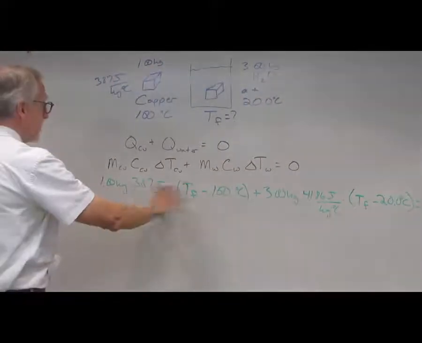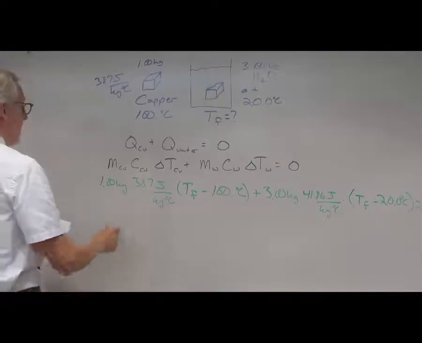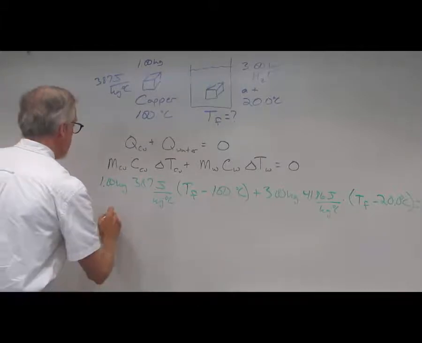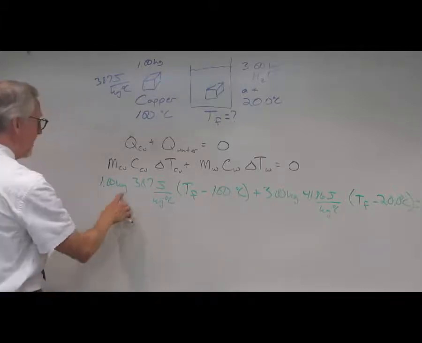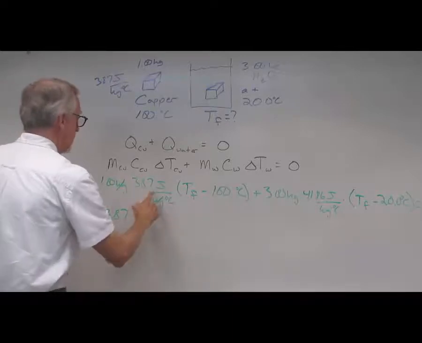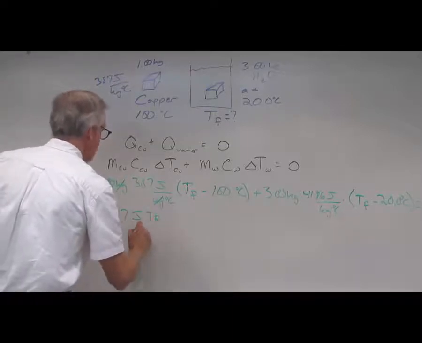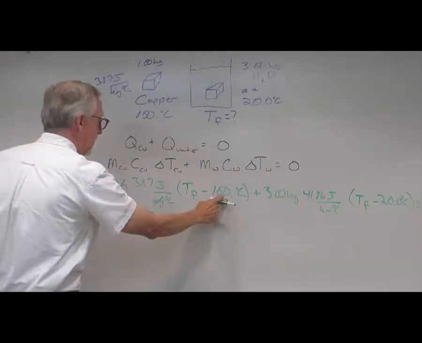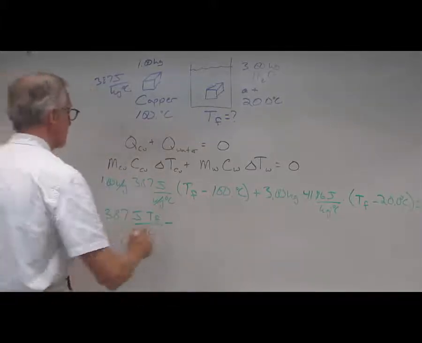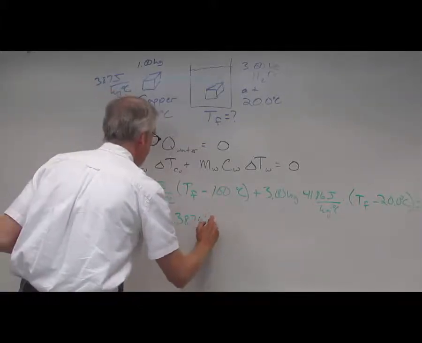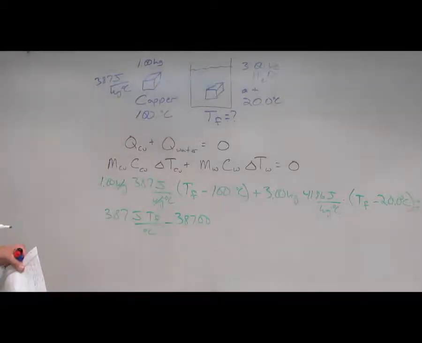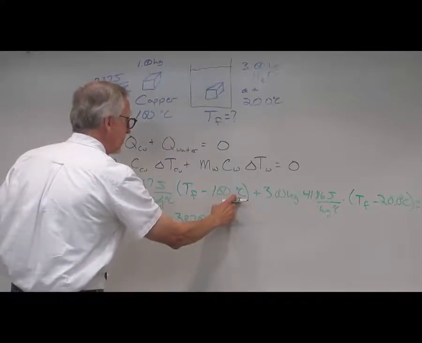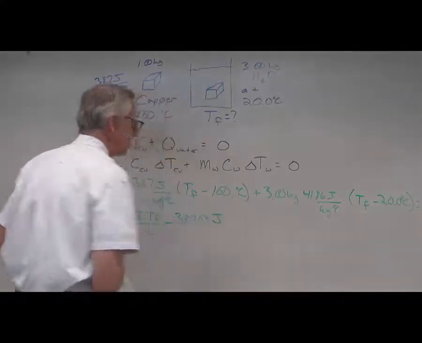So what do we find? Let's multiply this out. We have 1 times 387 times TF, so that gives us 387. Now notice kilograms cancel. We'll have joules TF per degree Celsius. And then that quantity times 100 minus, so minus 387 times 100, which is 38,700. Notice that we'll have now the degrees Celsius canceling the degrees Celsius, leaving us with joules.